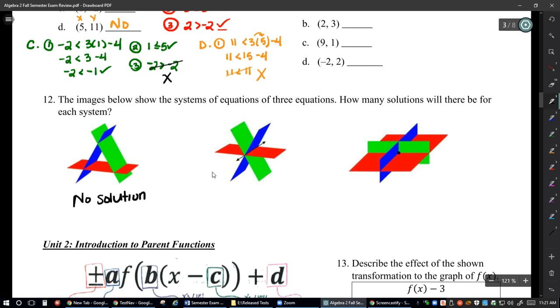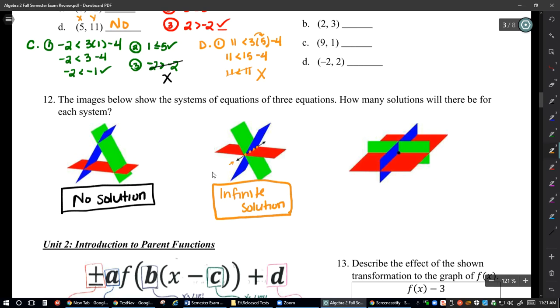There is no coordinate that will eventually make all equations true. If we look at the second one for number 12, it crosses on this line here. And so this coordinate is on all 3 planes, so is this one, so is this one. So this has lots of answers. So this is your infinite solution. There's an infinite number of coordinates that lie on all 3 planes. And so there's not just one answer, there's an infinite number of possibilities.